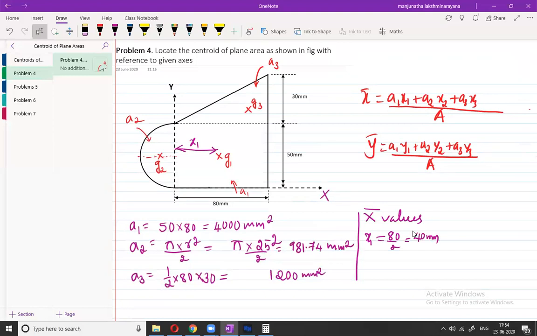Next, the x2 value. X2 is nothing but the distance of G2 from the y axis. That is equal to 4r by 3 pi, and since it is lying on the negative side of the x-axis, it will be negative, minus 4 into r divided by 3 pi. Here r is 25, so it is 4 into 25 divided by 3 into pi. Let us calculate the value.